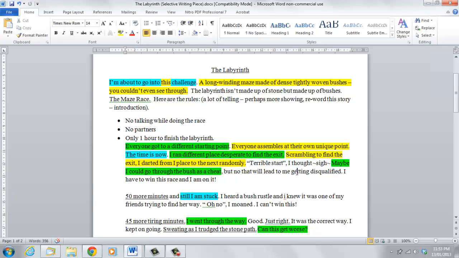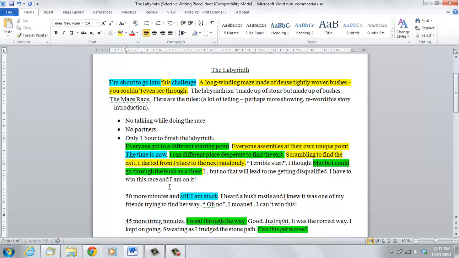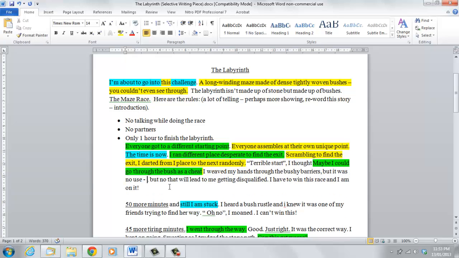Okay. Terrible start, I thought. Sigh. Unnecessary here. You could explain to the reader instead how you feel and what happens to you. Okay. Maybe I could go through the bush as a cheat. Again, here you've already created the idea of going through the bush. Instead of saying that, you could say, I pushed, I weaved my hands through the bush, the bushy barriers, but it was no use in cheating. Okay, so that's what that part means.